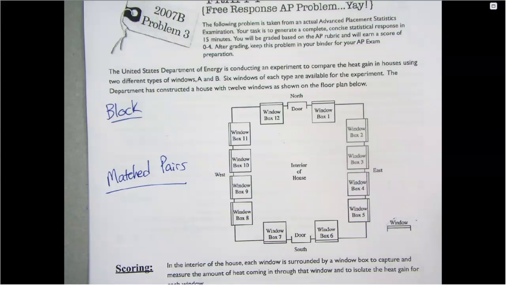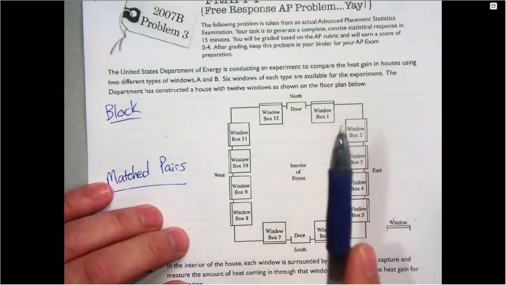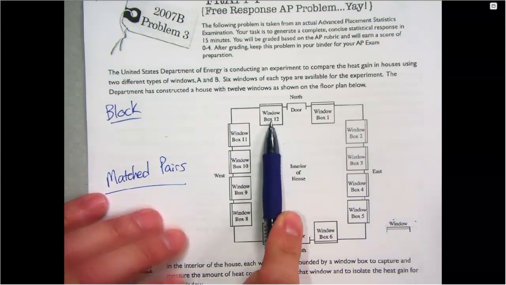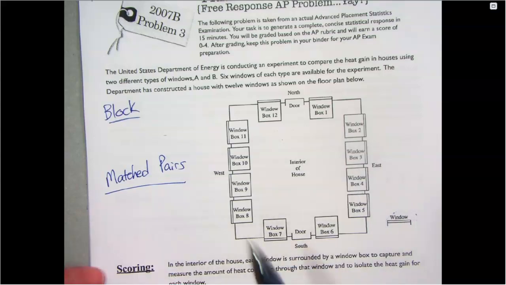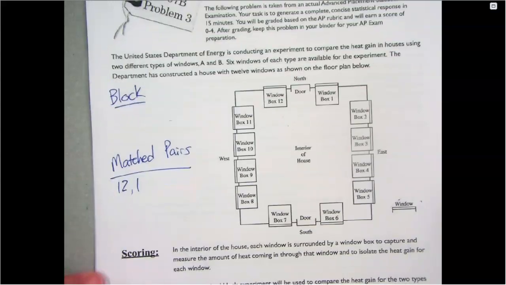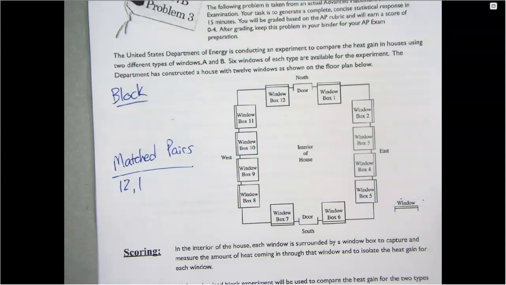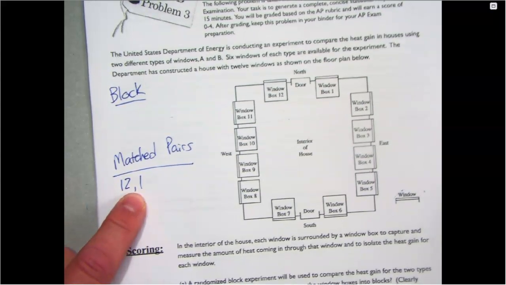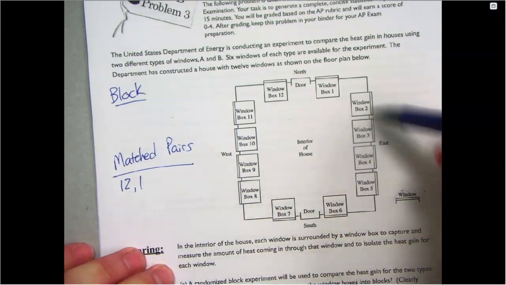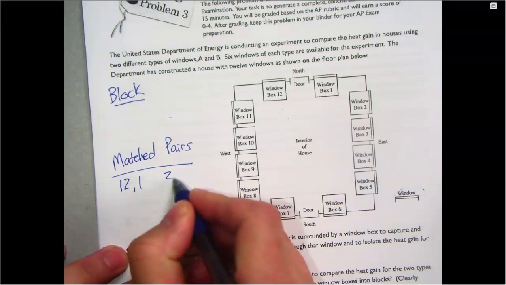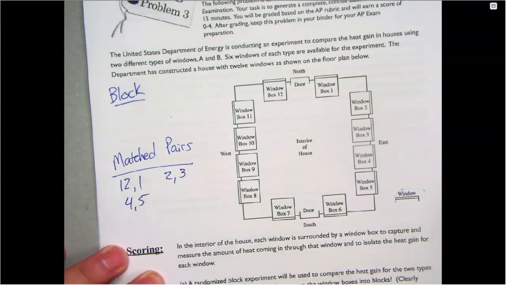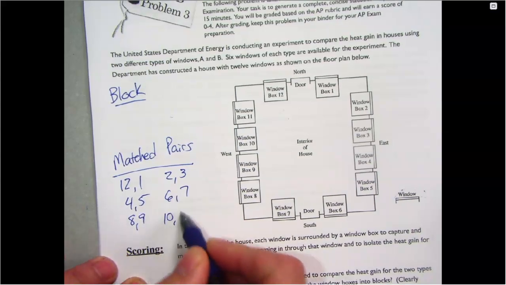So if I were to do block, I would block it. Now let's do matched pairs first. Which window is most similar to window box 12? Box 1. That's a pair. 12 and 1, that's a pair. So what I'm going to do is flip a coin, or put the 2 numbers in a hat and mix it up. I'd flip a coin, and one of these gets window A, and one of these gets window B. Box 2, what's the most similar? 2 and 3, 4 and 5, 6 and 7, 8 and 9, 10 or 11.